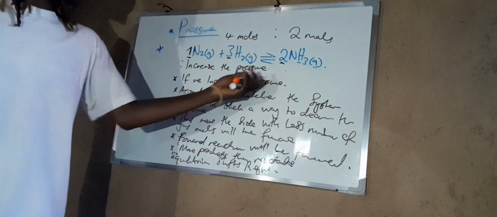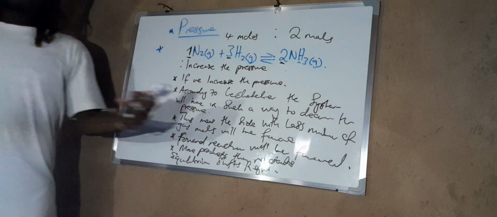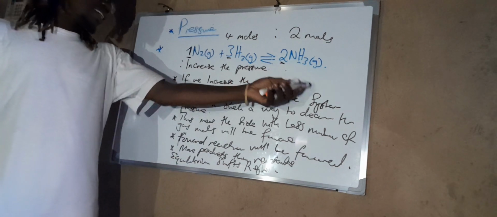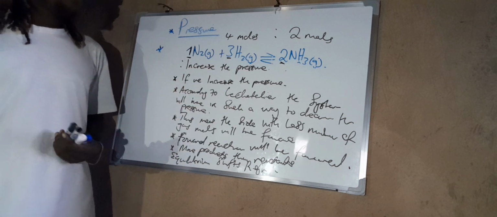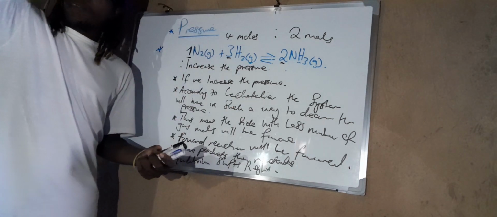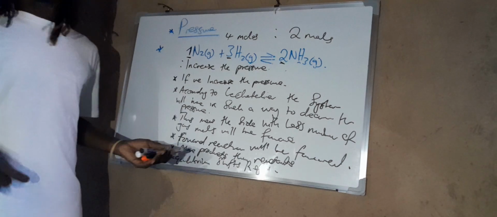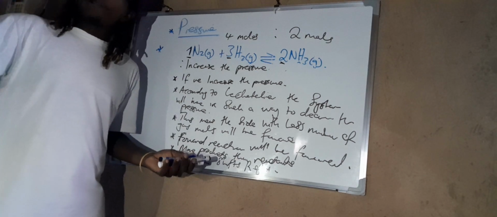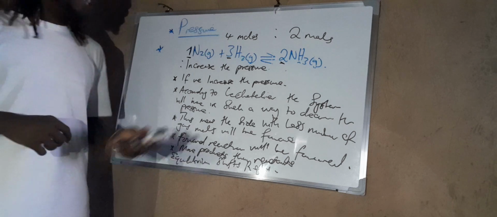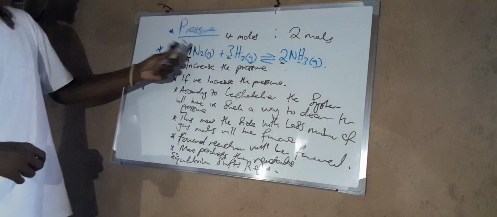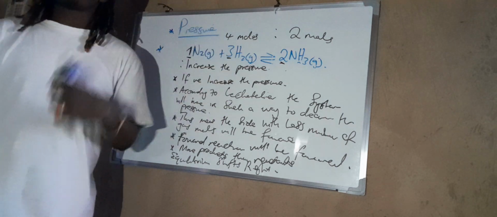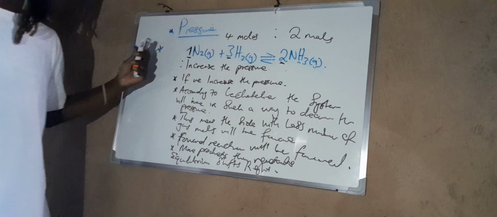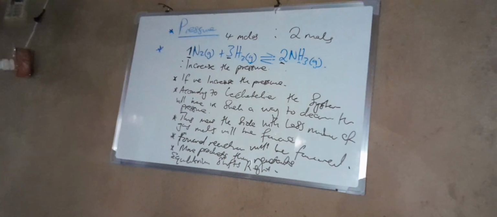So if we have decreased the pressure, the opposite becomes true, right? If we decrease the pressure, according to Le Chatelier, the system will move in such a way to increase the pressure, right? So the side with more number of gas moles will be favored. In this case, the reverse reaction will be favored, so more reactants will be formed than products. So the equilibrium is shifted to the left. As simple as that, right?